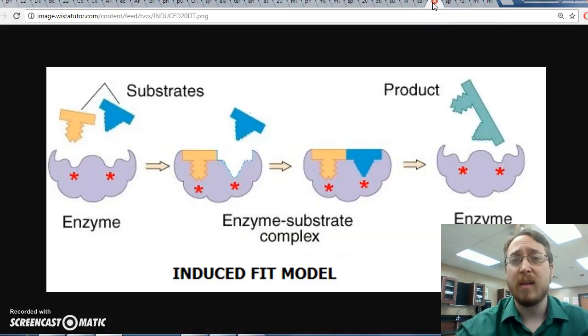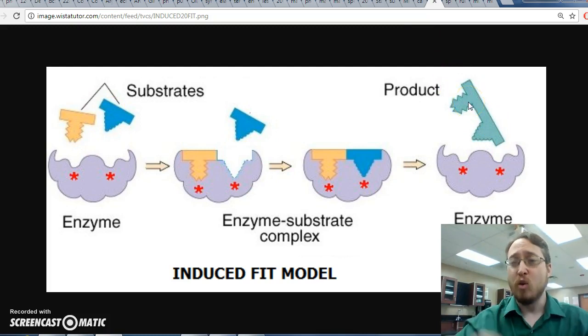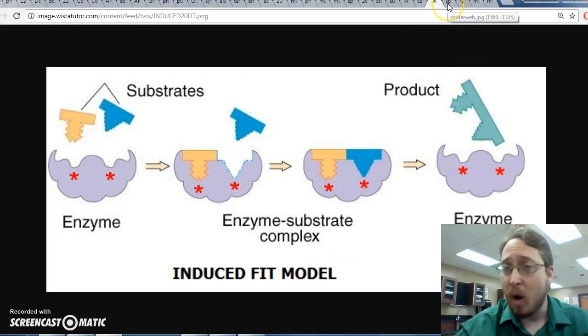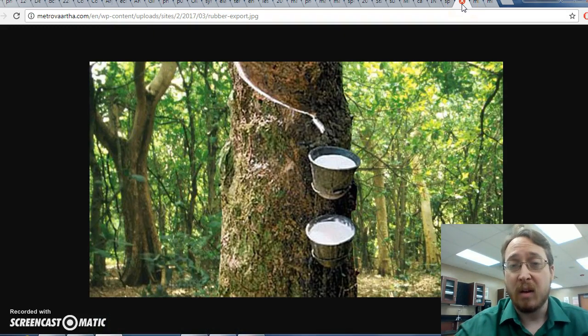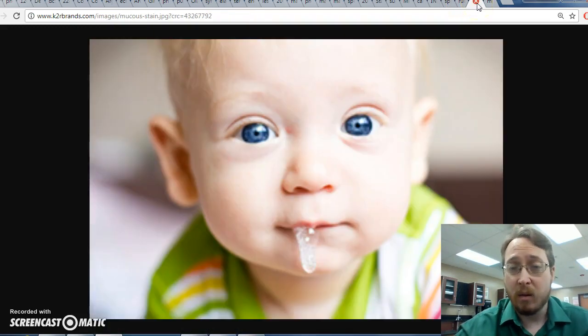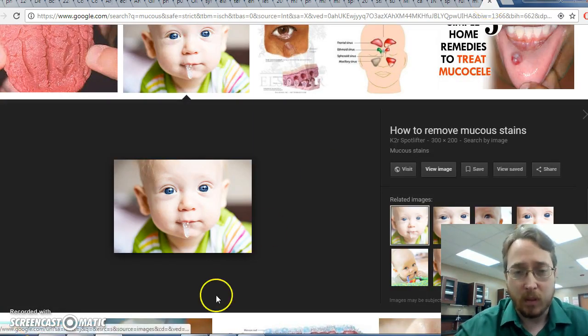There are also enzymes that do the opposite. They synthesize. So they'll take two particles and then they'll put them together to make something else. They'll make a new product out of that. And some products associated with enzymes are spider silk and rubber and mucus. So, oh, cute little baby snotting around.